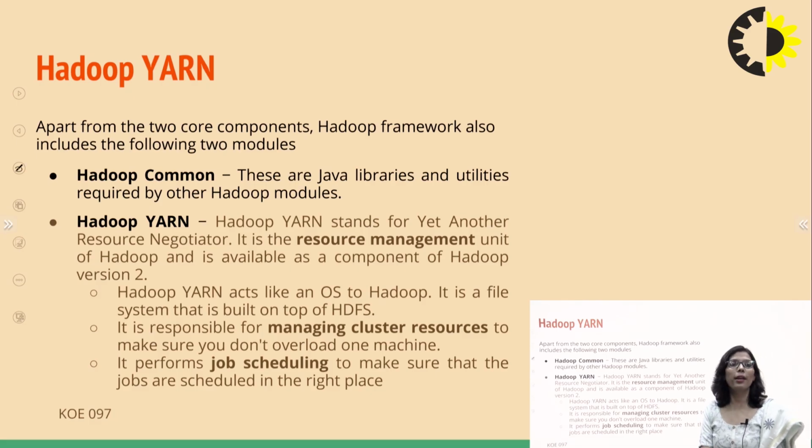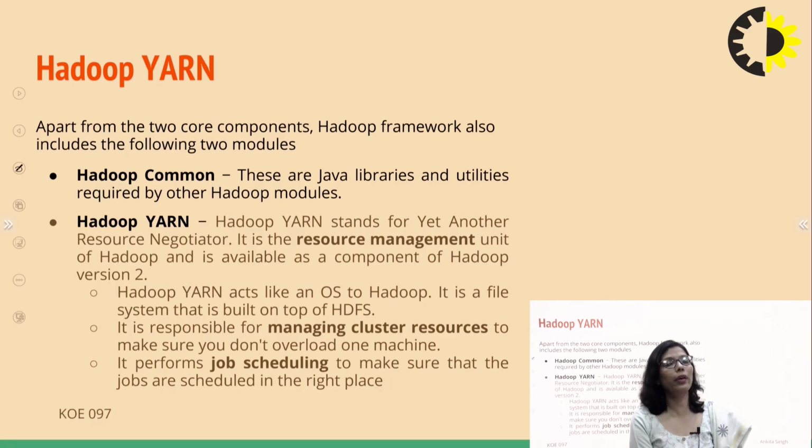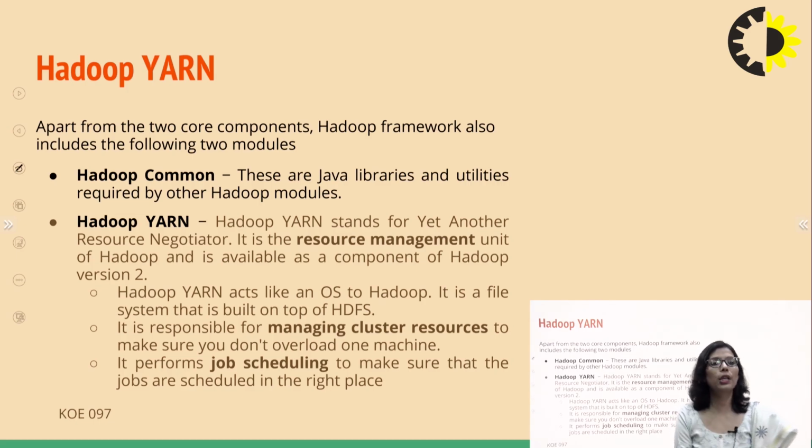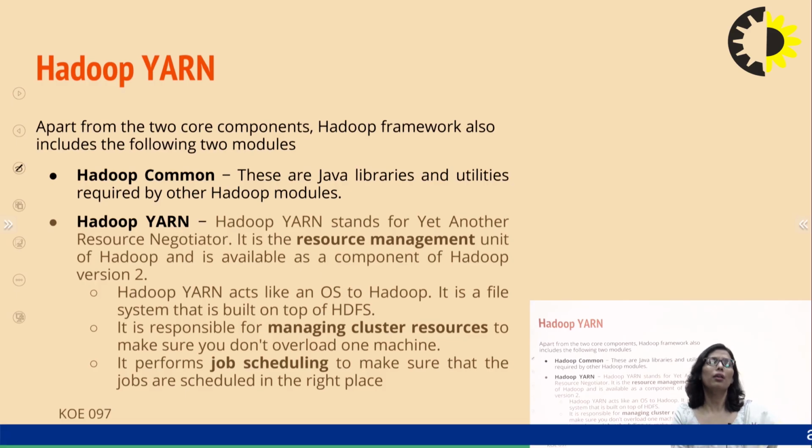It is the resource management unit of Hadoop, and it is available in Hadoop 2. In Hadoop 1, we don't have the concept of Yarn. In Hadoop 2, we have the concept of Yarn. So Hadoop Yarn acts as an OS for Hadoop. It is a file system that is built on top of HDFS. It is also responsible for managing all the cluster resources and job scheduling. So which data node will perform which manipulation, where the data will be stored, how the resources have to be managed. Earlier it was done by the name nodes. In Hadoop 2.0 it is done by Hadoop Yarn.